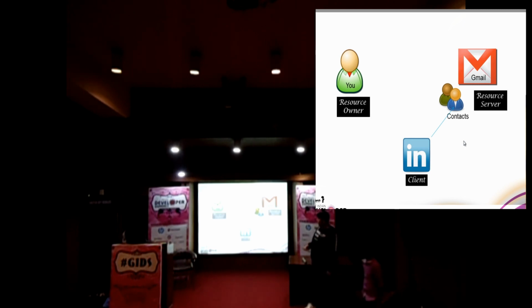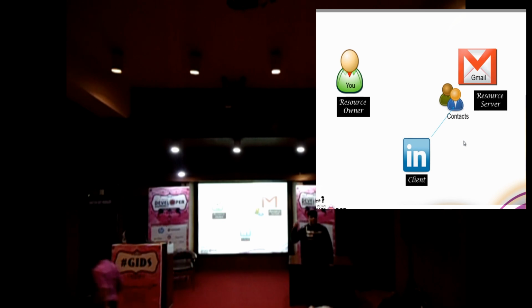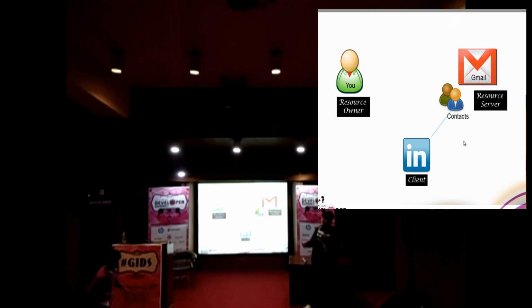What's really happening here is you own some resources. You have some contacts, which is your data, your resources. You've entrusted Gmail to host those resources for you. And then a third party, which has nothing to do with you or Gmail, needs access to those resources. You are the resource owner. The party that hosts the resources is the resource server. And a third party is a client. The party that needs access is the client. This is the official terminology that we'll be using throughout the rest of this session.